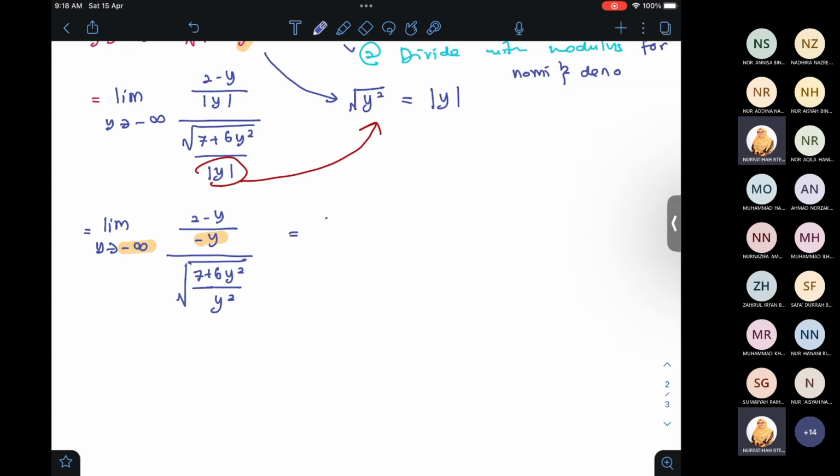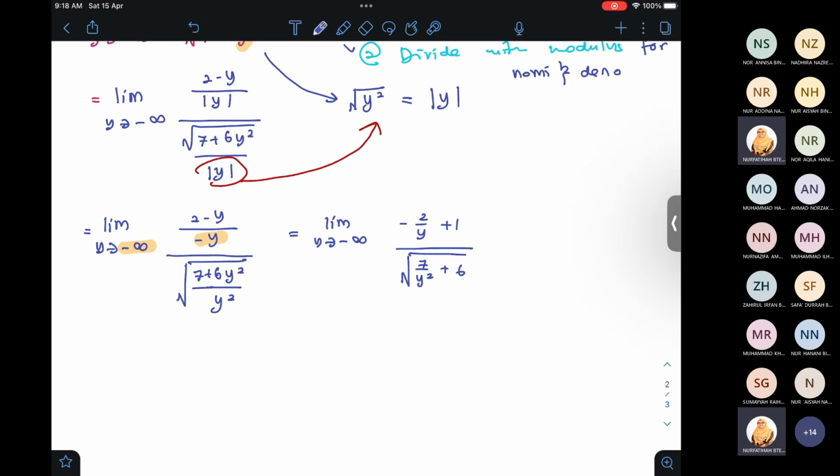So kita simplify. So limit y tend to negative infinity. So I will get negative 2 over y plus 1. Okay, dekat atas ni saya dah simplifykan. And then for the bottom part, that simplify. So I will get 7 over y square plus 6, under the square root. Okay, so bila dah simplify macam ni, okay, then you can substitute the negative infinity.